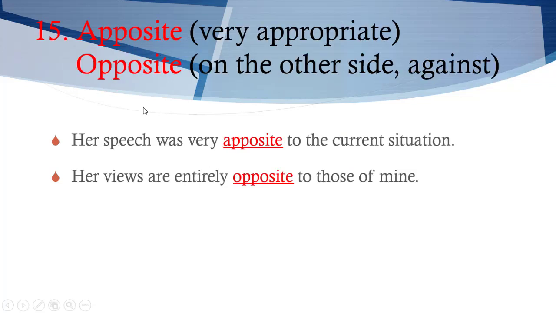At number 15, we have apposite and opposite. Apposite means very suitable, very appropriate, whereas opposite means on the other side, against. So we can use apposite in a sentence as, her speech was very apposite to the current situation. We can use opposite as, her views are entirely opposite to those of mine.